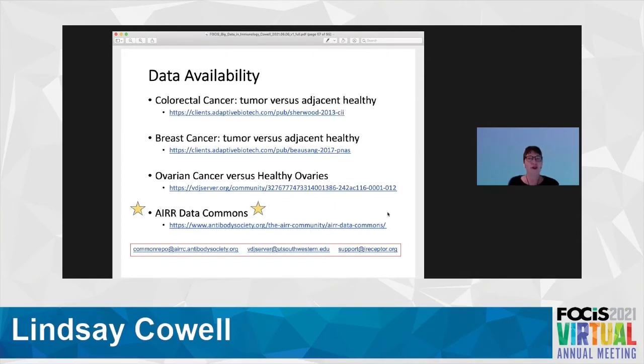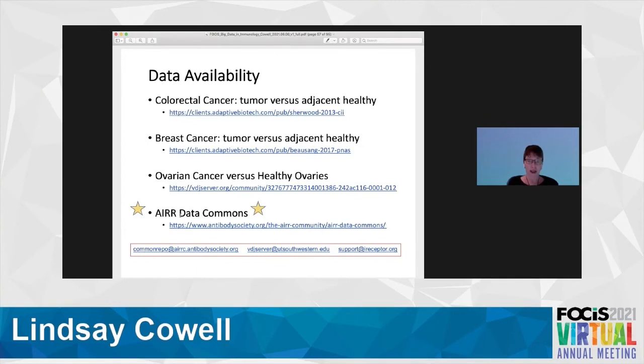Given the AIRR community's focus on public sharing of data, I wanted to highlight that all of the data used in this study is publicly available. The first two data sets are from Adaptive Biotechnologies, and the ovarian cancer data, for which we did the sequencing, we've made publicly available. And I would like to call out the AIRR Data Commons, which I think has a whole presentation dedicated to it later.